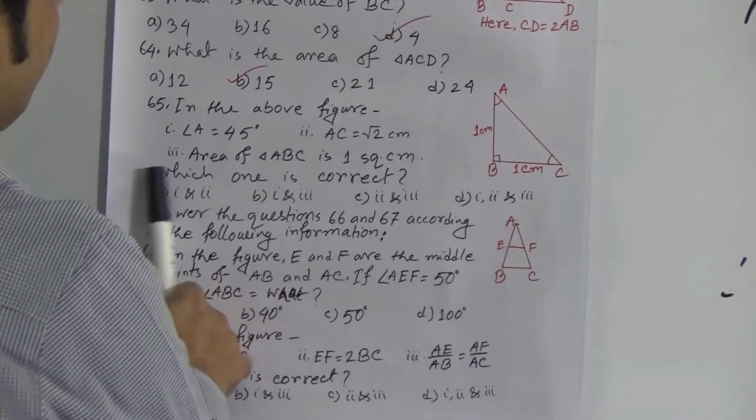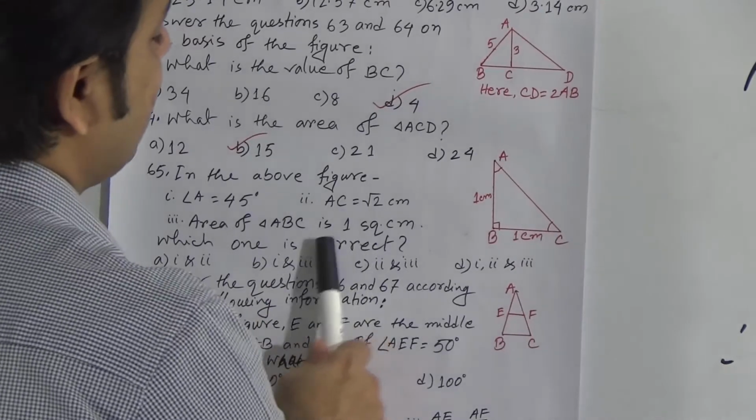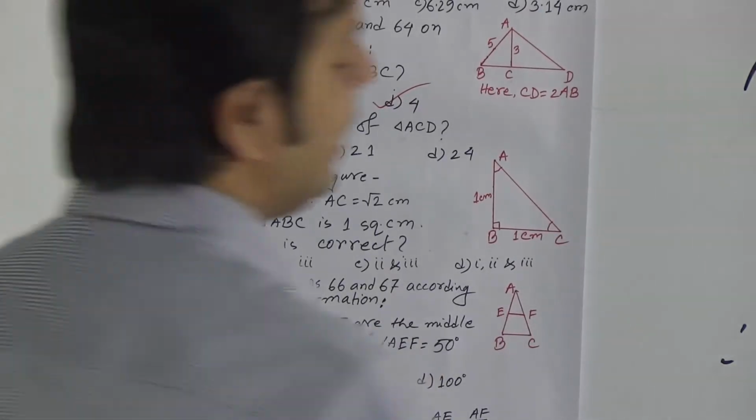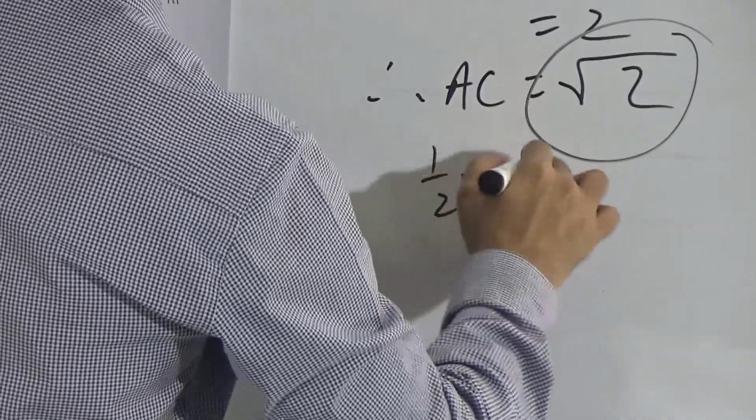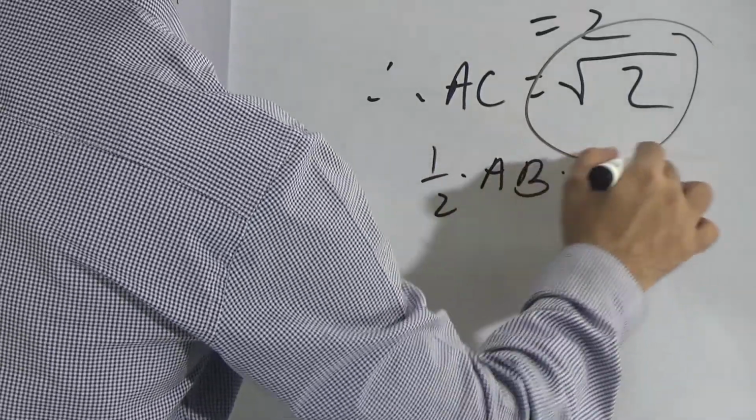Now statement 3, the area of triangle ABC is 1 square meter. Dear students, now see, the area of triangle ABC will be half AB into BC.